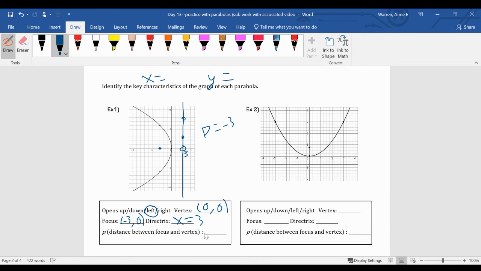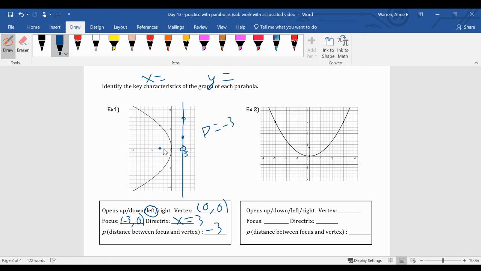Oh, and then I already found P. Didn't even realize it was going to ask us for that later. But again, P is the distance between the focus and the vertex. But when you're counting, if the focus is to the left or down, it would be negative. So I can count 3 units between those two. And so P is going to be negative 3 since the focus is to the left.